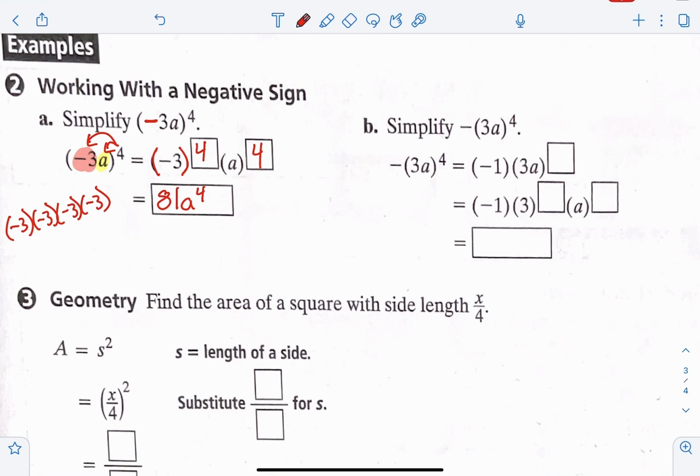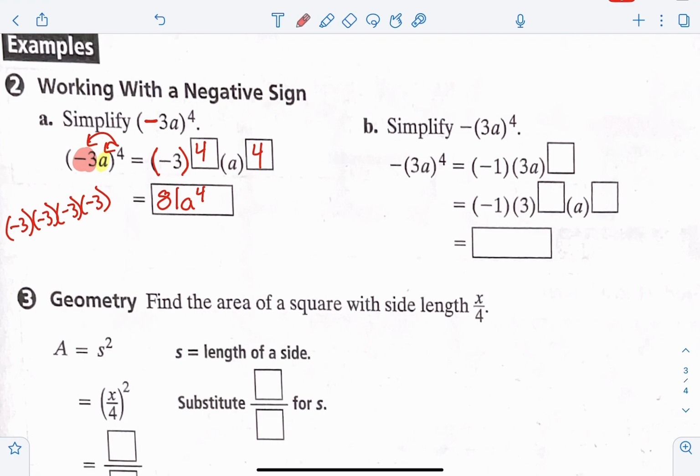Okay? Because I had a negative times a negative and I got a positive answer. Then I times it by another negative and I got a negative. Then I times it by another negative and I got a positive. So in the end, I end up with a positive answer because there are 4 of them. And it's that same rule where if there's an even number of them, you're going to have a positive answer.